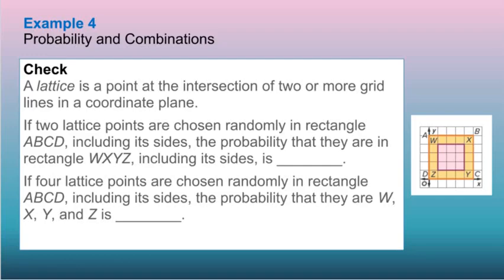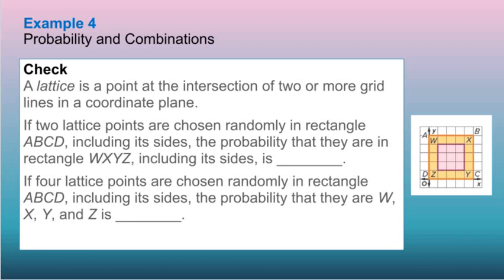And our last question, a lattice is a point at the intersection of 2 or more grid lines in a coordinate plane. If 2 lattice points are chosen randomly in rectangle ABCD, including its sides, the probability that they are in rectangle WXYZ including its sides is blank. And if 4 lattice points are chosen randomly in rectangle ABCD, including its sides, the probability that they are W, X, Y, and Z is blank. So we need to find the probability of each one of those.